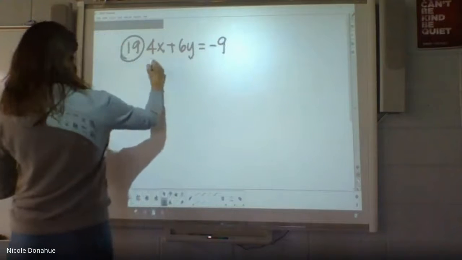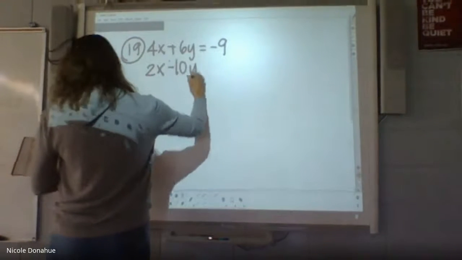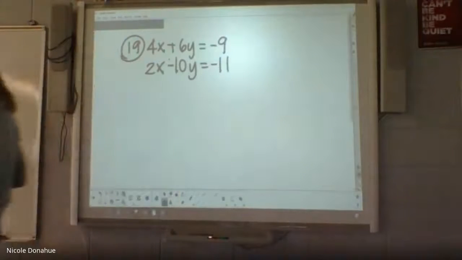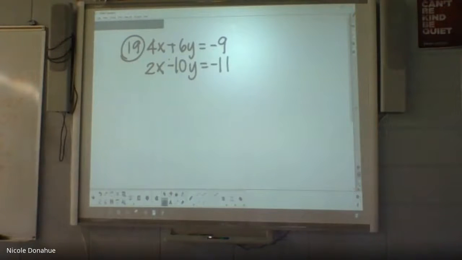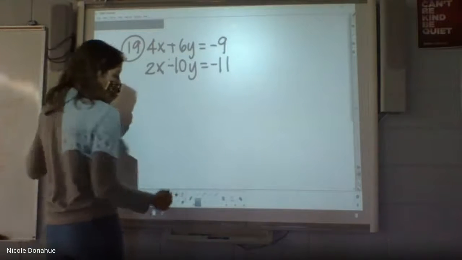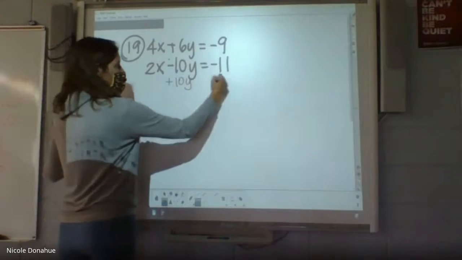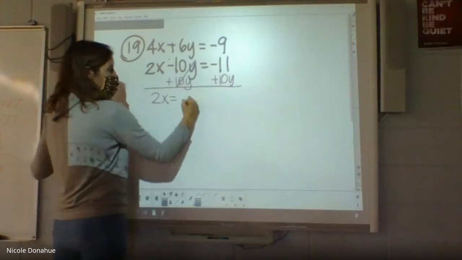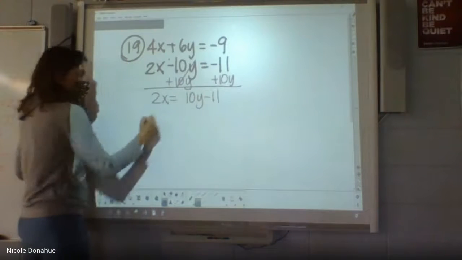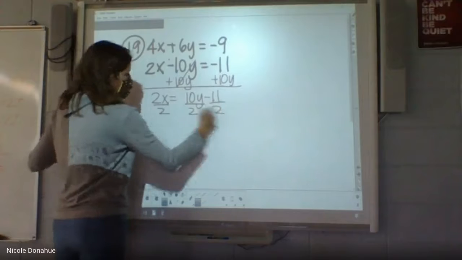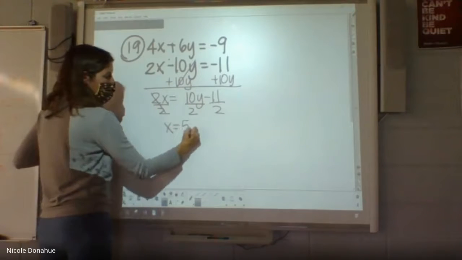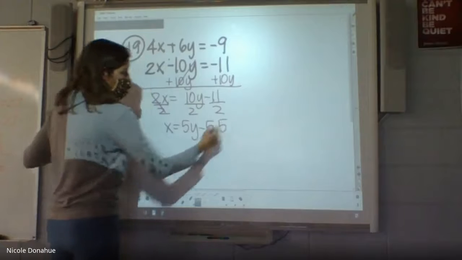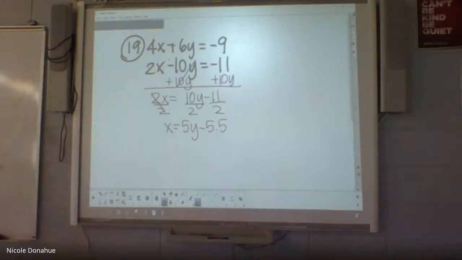Now, I think there's one that looks easier than the other to get alone. I think the bottom equation, getting x alone, looks easier, because dividing by 2 is better than dividing by 10, 4, or 6. All those other numbers are a bigger pain. So I'm going to move this over. I get 2x equals 10y minus 11, divide by 2. I have to divide everything by 2. So this is 5y minus 5.5. Not ideal, but not the end of the world.